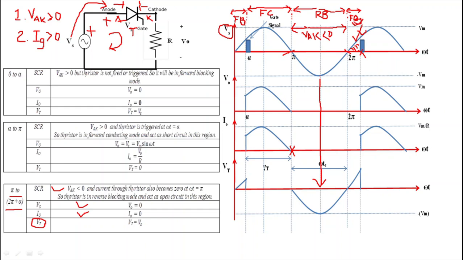So from pi to 2 pi plus alpha, the thyristor operates in two modes. From pi to 2 pi, it acts in reverse blocking mode, and from 2 pi to 2 pi plus alpha, it acts in forward blocking mode. So you must understand this concept, and at 2 pi plus alpha the thyristor is fired again, then it gets turned on again. In this way this cycle repeats.